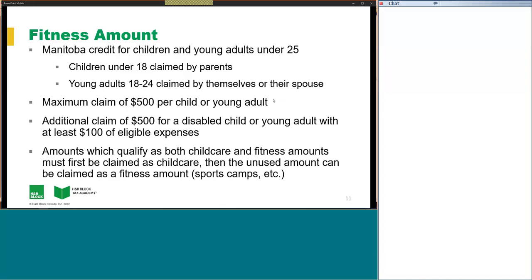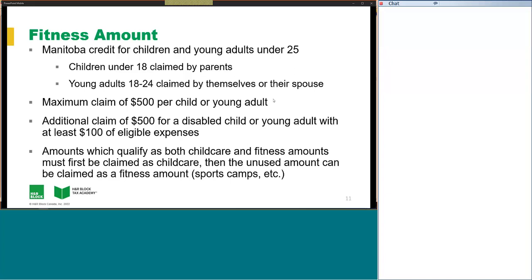If you have a disabled child or a disabled young adult and that person has a receipt of at least $100 eligible expenses, they get an additional $500 credit. So a disabled child who is doing, let's say, sledge hockey, maybe, so they might have something like that. If they spend $100 for sledge hockey and they have a receipt for $100, their fitness amount or their parent will claim a fitness amount of $600. So add $500 automatic to whatever the receipt is, but the receipt will still max out at $500. So the most they will get is $1,000. Does that make sense? I think if you practice doing it, you'll see how it works.